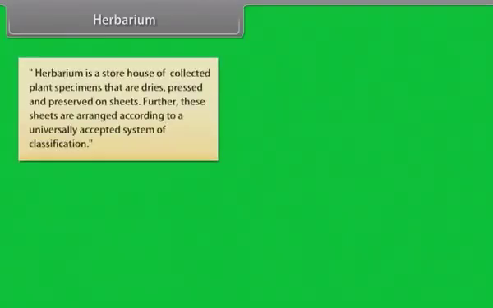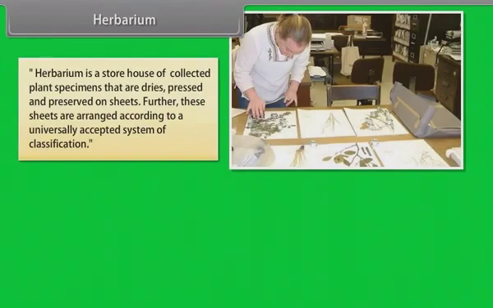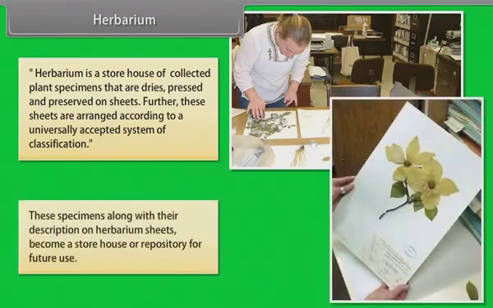Herbarium: a herbarium is a storehouse of collected plant specimens that are dried, pressed, and preserved on sheets. Further, these sheets are arranged according to a universally accepted system of classification. These specimens, along with their description on herbarium sheets, become a storehouse or repository for future use.